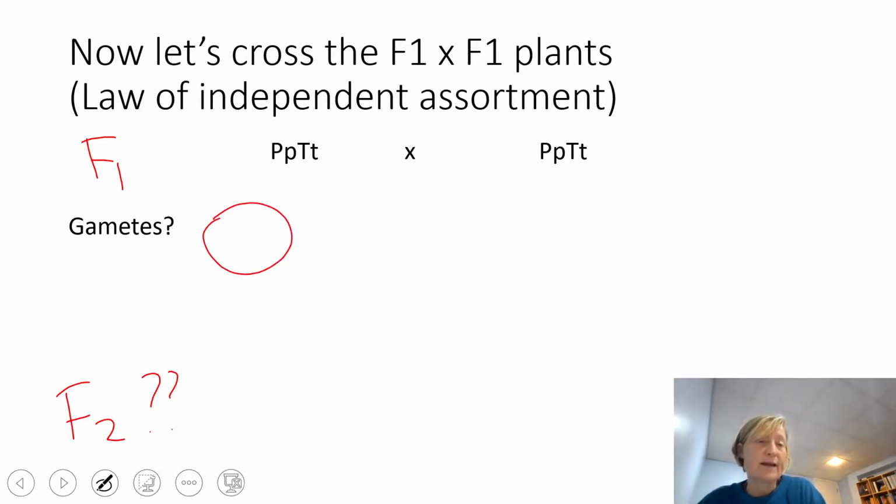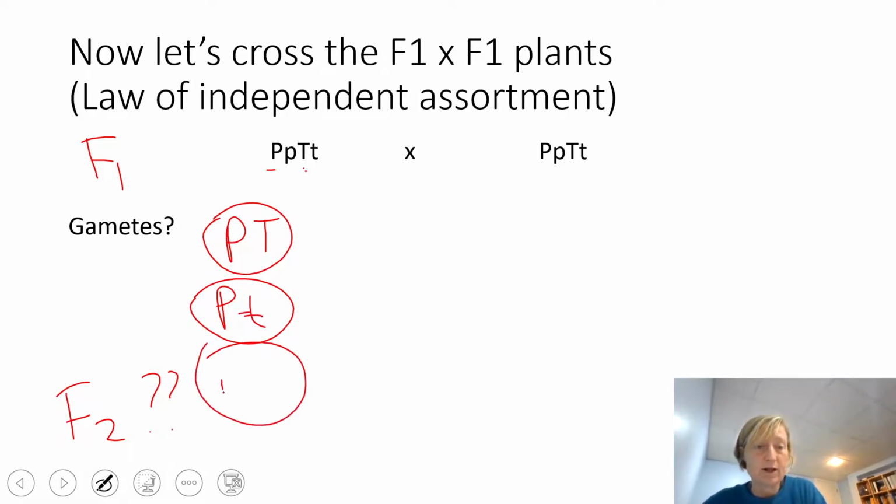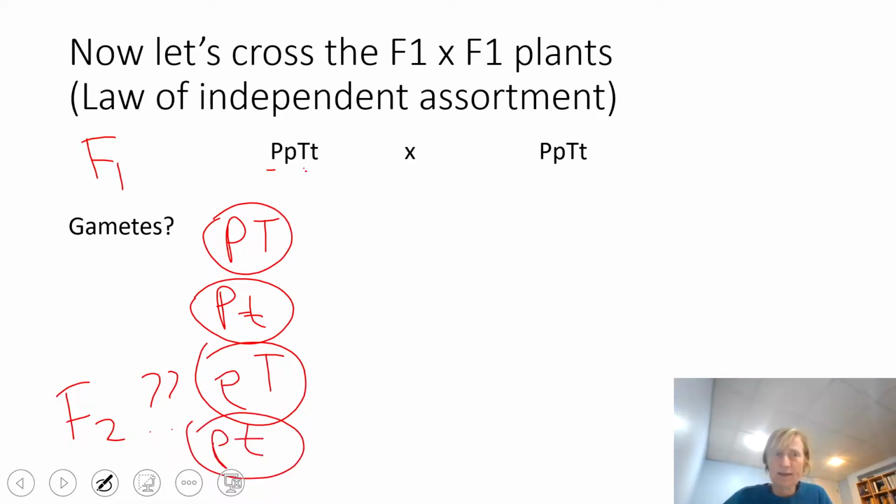This parent could make a gamete with the big P or a gamete with the big T. Okay, a gamete with a big P and the big T. That's one type of gamete it could make, because it has to have one copy of each gene in each gamete. It could put the big P with the little t. It's possible. It could put the little p with the big T, or it could put the little p with the little t. And these are all equally likely.